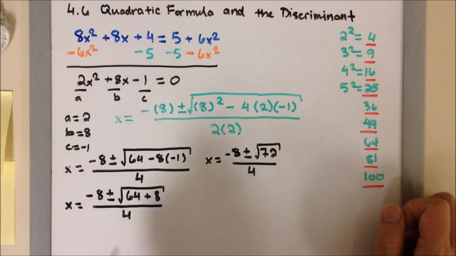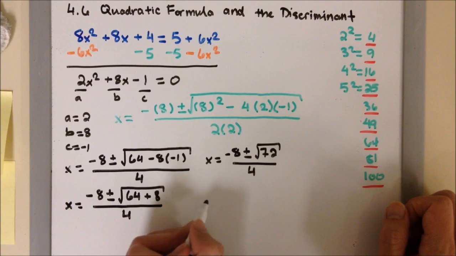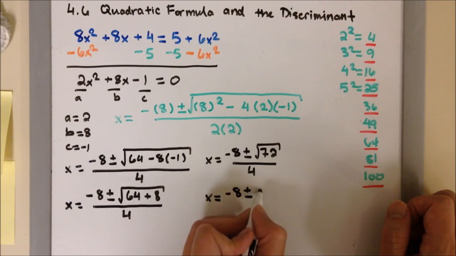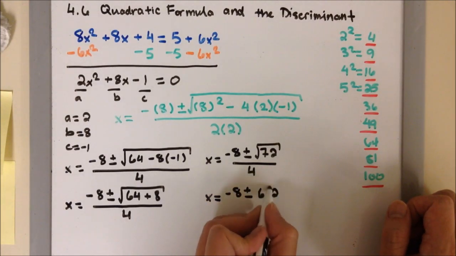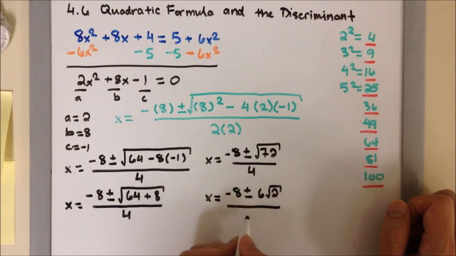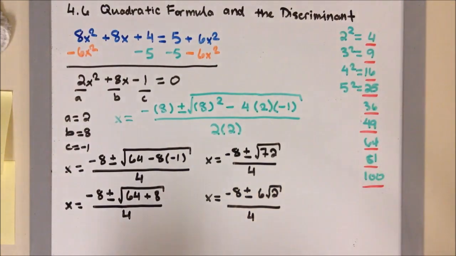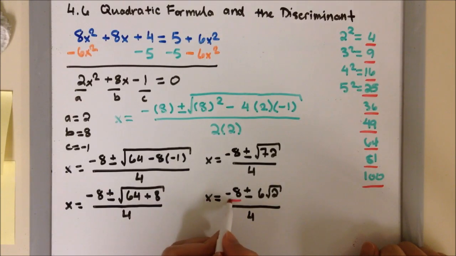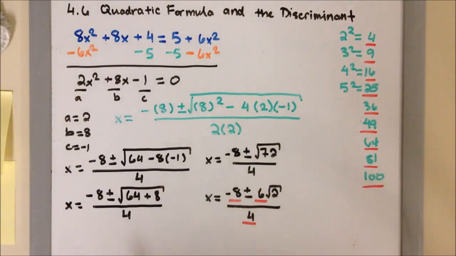36 can go into 72 2 times. So when you simplify, the square root of 72 is actually going to be x equals negative 8 plus and minus 6 square root of 2 over 4. So again, if you had a question about how to simplify that square root, refer back to 4.6a and 4.6b video. Now pay close attention to what I'm doing next. I'm underlining my negative 8, my 6, and my 4. I am not messing with that square root of 2.